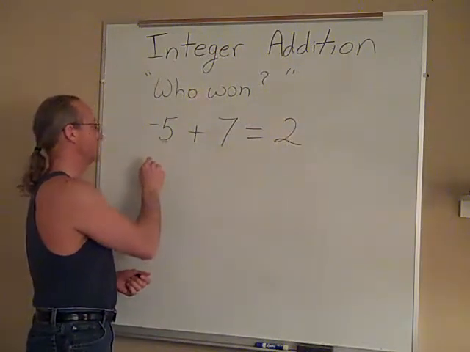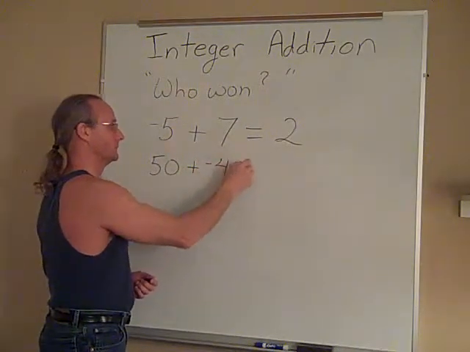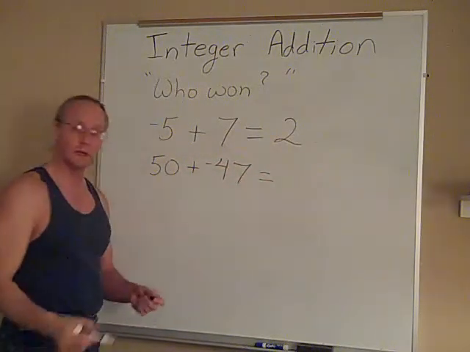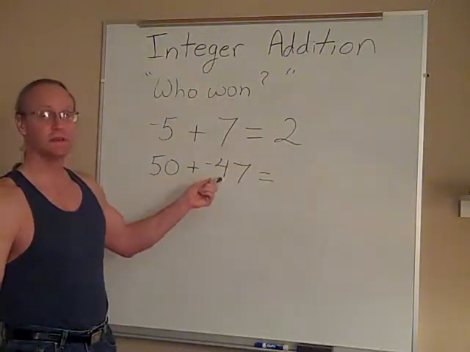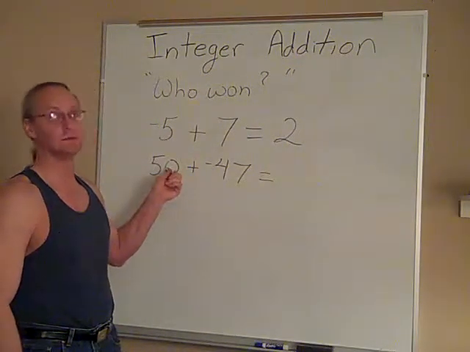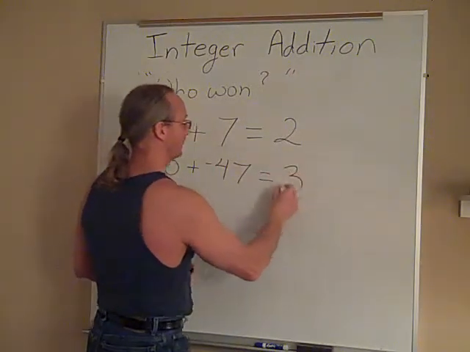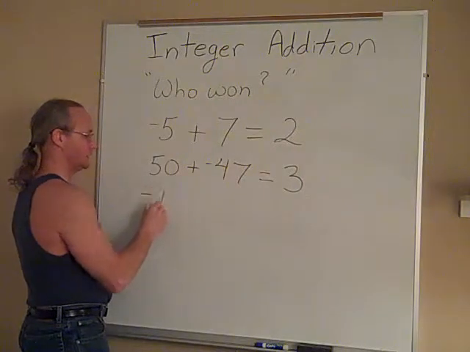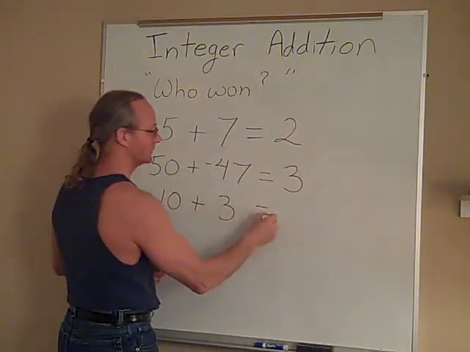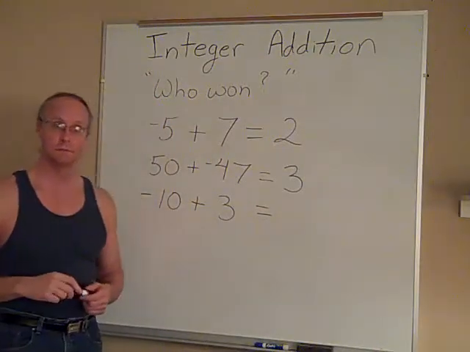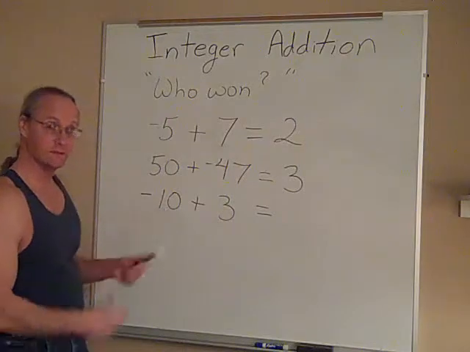If I add 50 and negative 47, who won? I have 47 negatives and 50 positives. The positives win by 3. If I have negative 10 and positive 3, who won? The negatives win by 7.